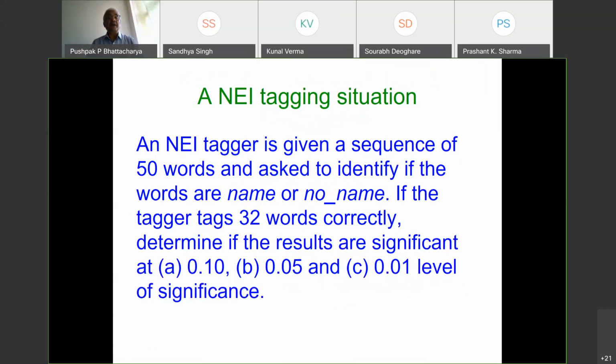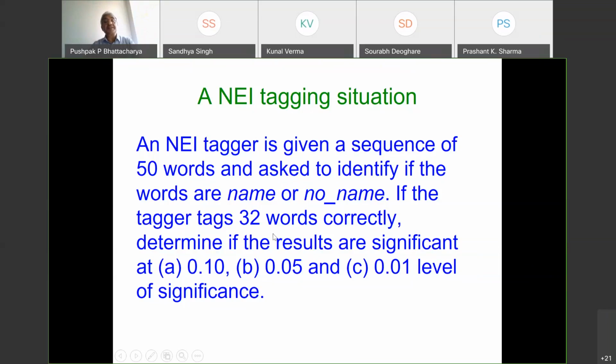So we have a named entity tagger, which is given a sequence of 50 words and is asked to identify if the words are name or no name. Okay, so the problem is very clear. I'll look at a sentence, let's say a sequence of 50 words, and my goal is to tag the words as a named entity or not a named entity. Is it a proper noun or not?